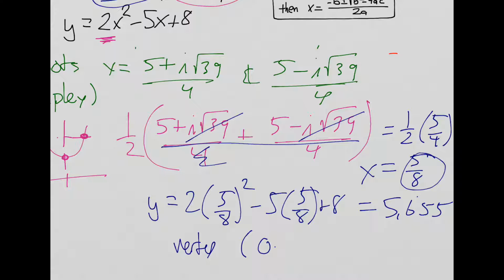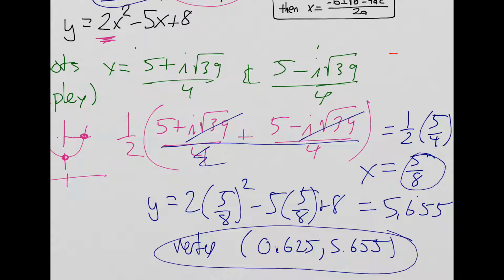5/8, which is 0.625, 5.655. And you can plug that into your calculator, graph the equation, and trace it down to this point. You will find that, yes indeed, this is the vertex.